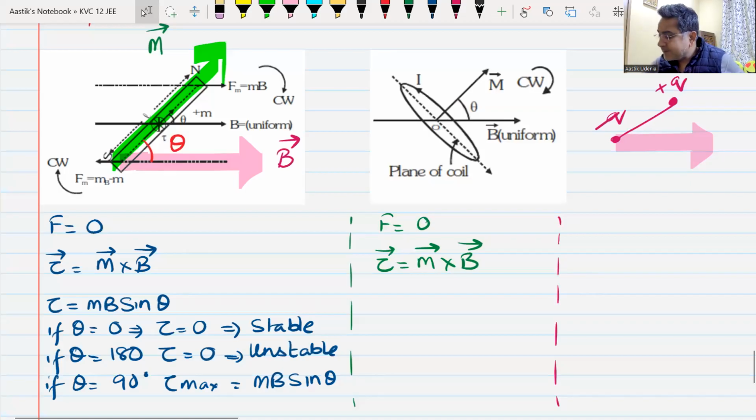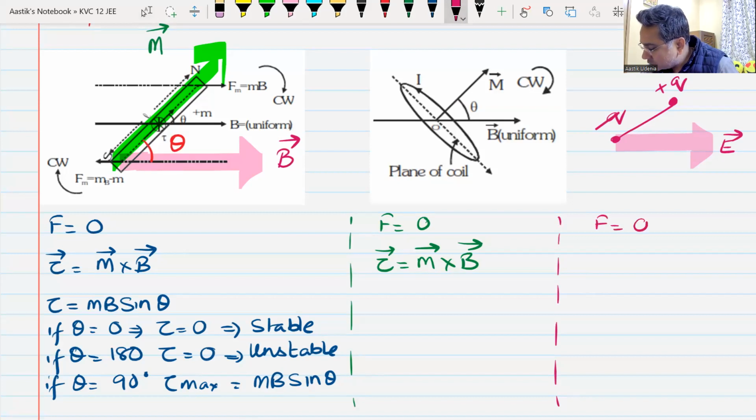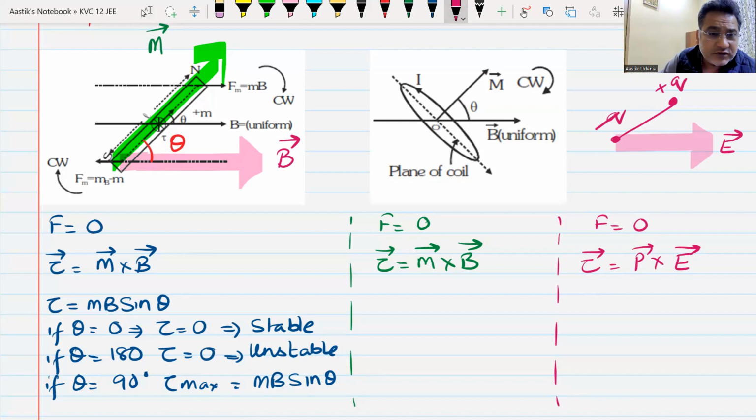Do we understand this? Electric field E vector. Force is 0. Tau is P cross E. Rest is same. You have 2 minutes to note it down.